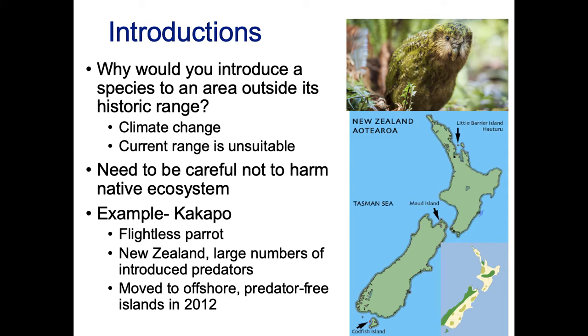So what they've done is they've moved them to some of the smaller islands off the coast of New Zealand where they never lived before. But they're predator free. It's much easier to exterminate invasive species on small islands, and some of these small islands have never had some of these invasive species. So you can see here, they introduced them to this little tiny island, Little Barrier Island, Hauturu, to Mode Island, and to Codfish Island down here. These are predator-free places, and the kakapos are doing pretty well, as far as I know, on these islands.